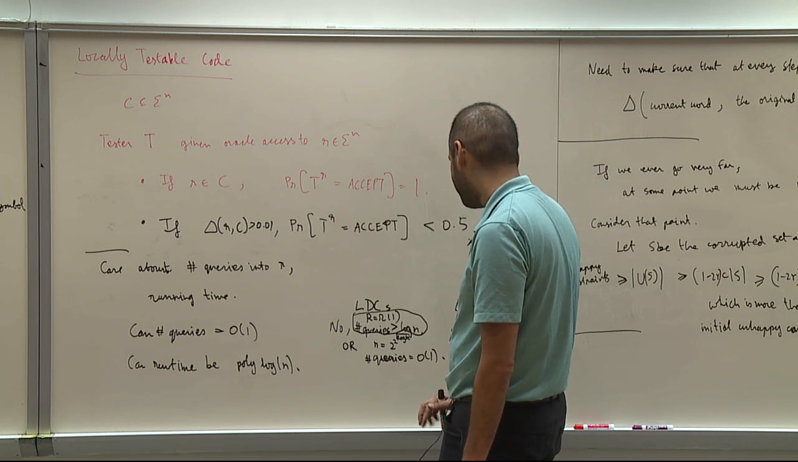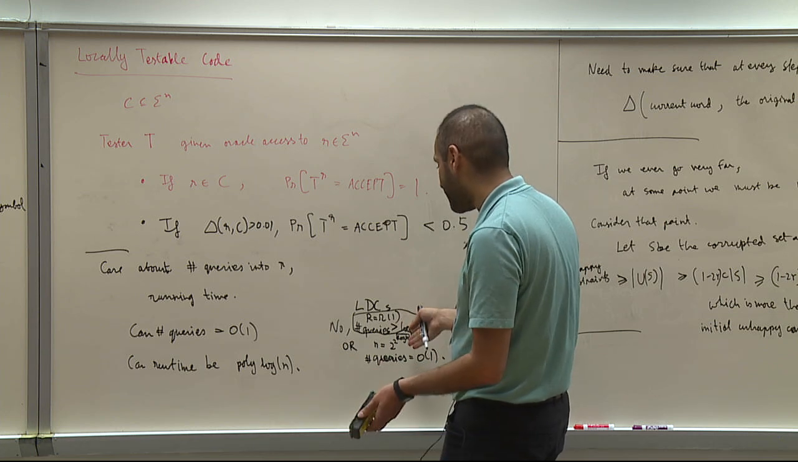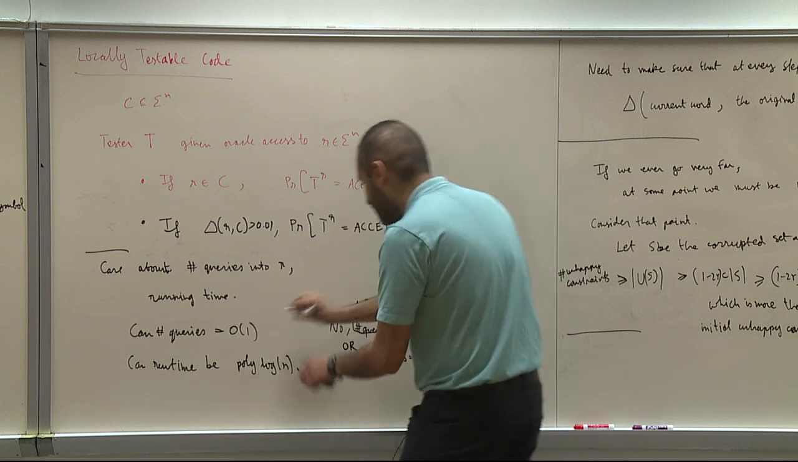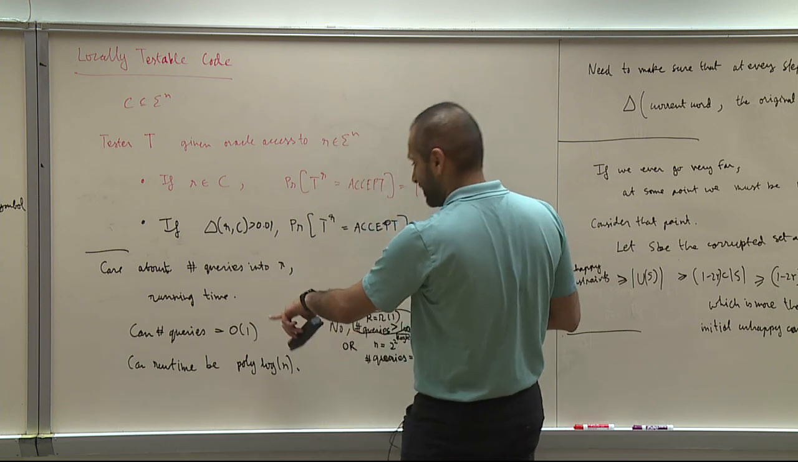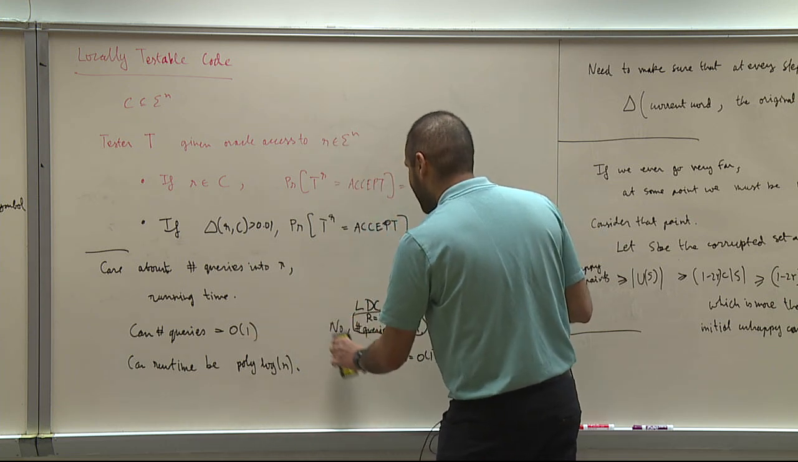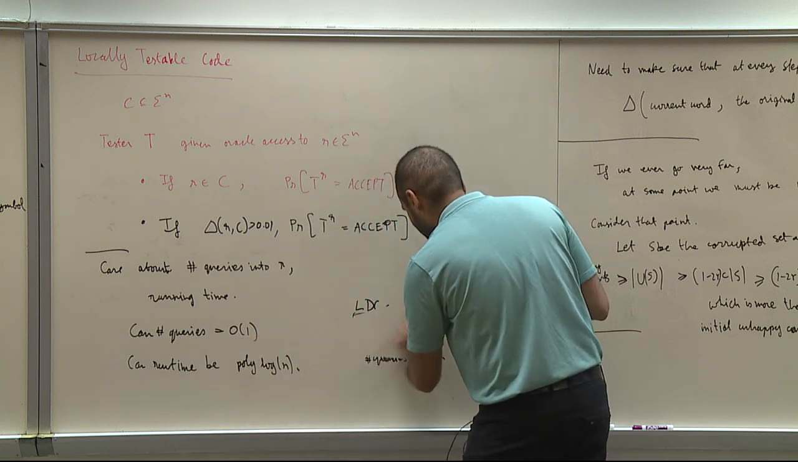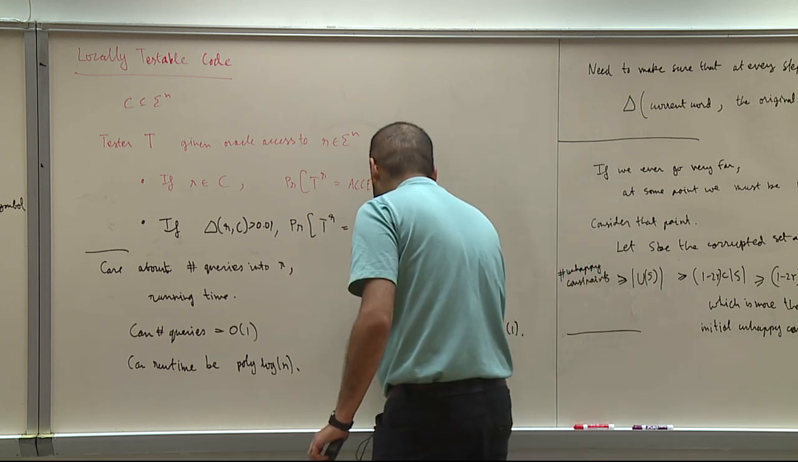Okay, so should I write that? So the answer to this is no. With good rate, you cannot have a constant number of queries. And then I will tell you the two positive results that we do know for LDCs.